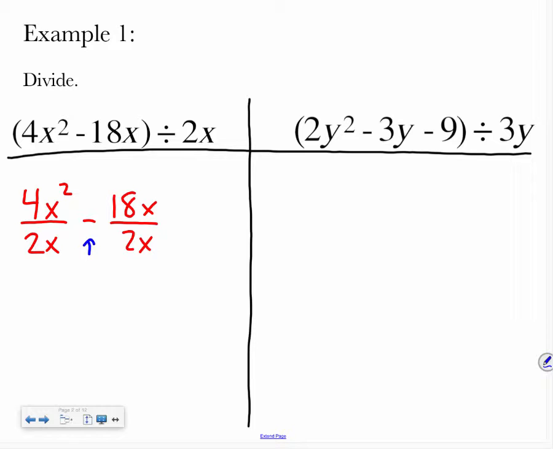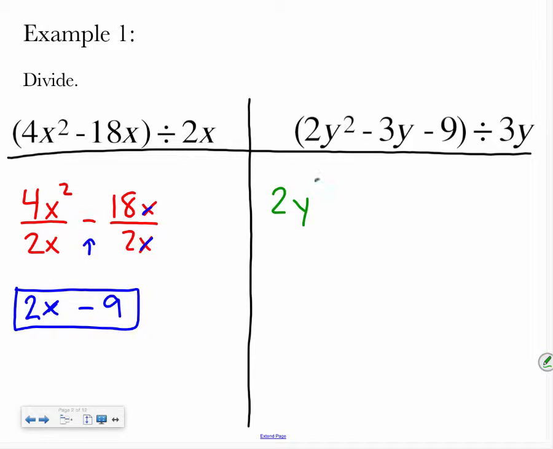So 4 over 2, that becomes a 2 on the top, and then we have 1x on bottom, 2x on top. That means 1 will cancel on each. And since there's 2 on top, the bigger number on top, we're going to leave that one. So that one's left as 2x. And we have 18x over 2x. I know my x's will cancel. 18 divided by 2 is 9. And that is my answer. Okay? Let's try the next one.